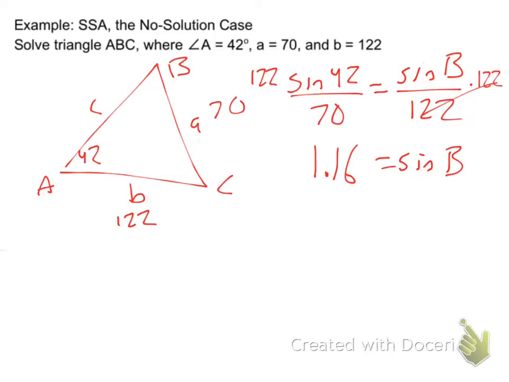I'm hoping you guys didn't get to the point where you actually put that on your calculator. What's the highest sine value you could ever get? 1. What's the highest cosine value you can get? 1. Therefore, can you get 1.16? No solution. There's no triangle that you can make with those numbers. It won't close. Okay? That's as far as you would have to go.